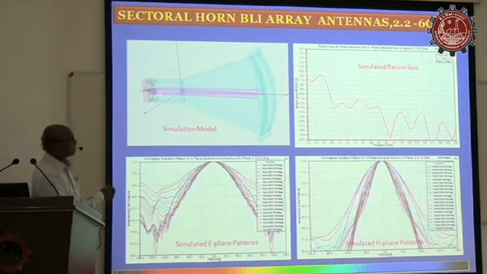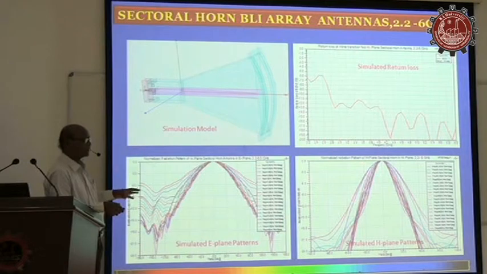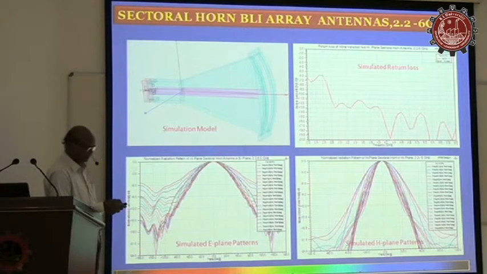This is the simulation model. This is the return loss. This is the azimuth pattern. This is the elevation pattern. In this elevation pattern, we have implemented the constant beamwidth concept to achieve the beamwidth within plus minus 5 degrees, to get good roll off as well as gain.